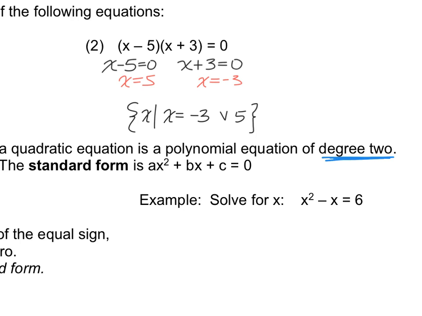So x squared minus x, I'm going to write -6 equals 0 to get it in the appropriate form. All I did was subtract the 6 from both sides.